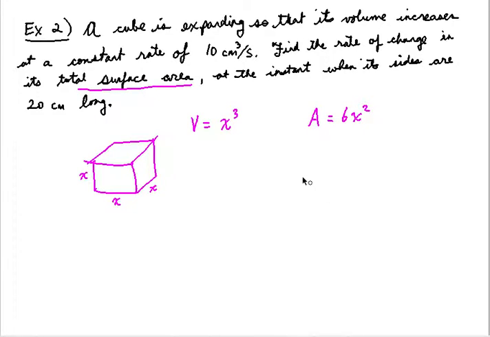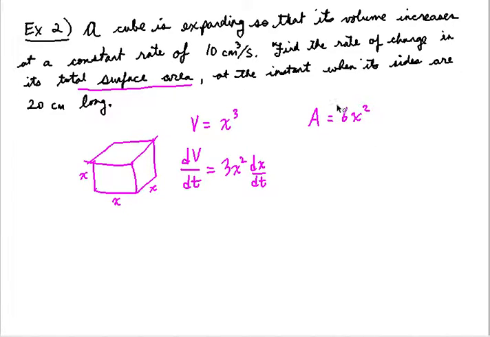Now we're also given the rate of change of the volume. So if I were to differentiate this with respect to time, I would find the rate of change of the volume. Let's try that. dV/dt, I'm going to implicitly differentiate both of these. dV/dt is equal to 3x squared times dx/dt. And remember, I'm doing implicit differentiation, so I'm deriving all of the variables with respect to time.